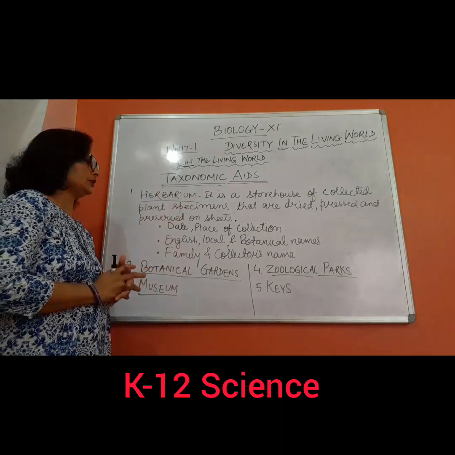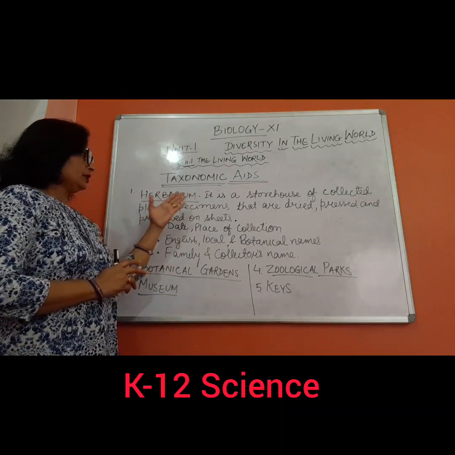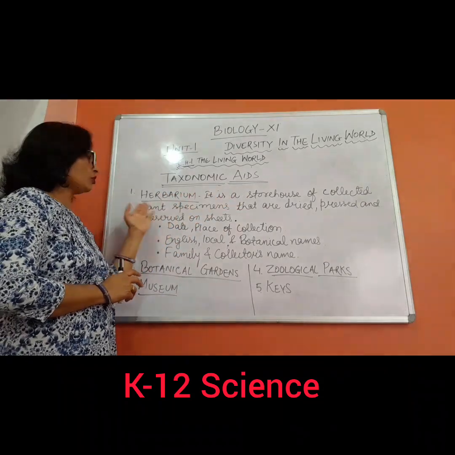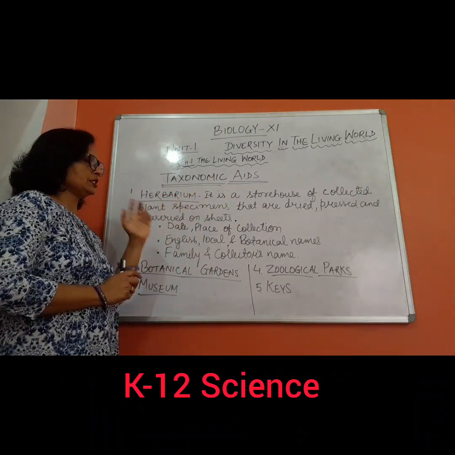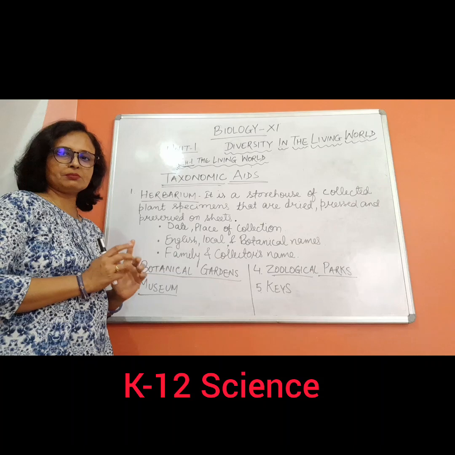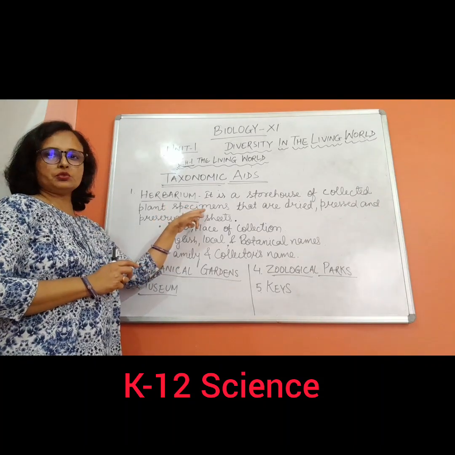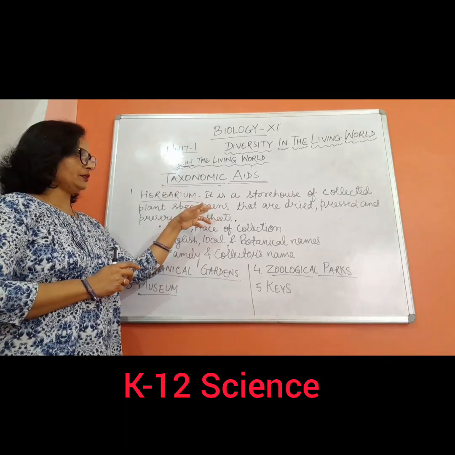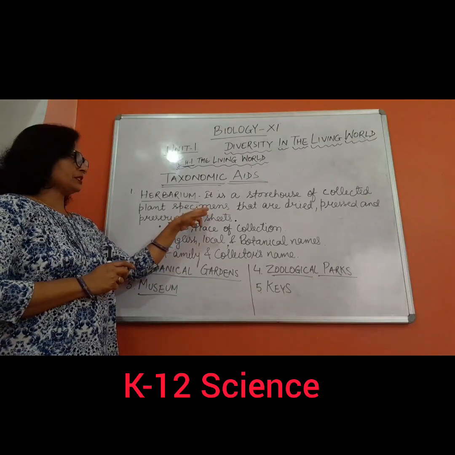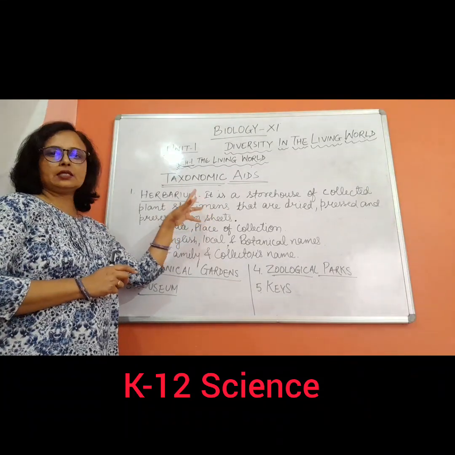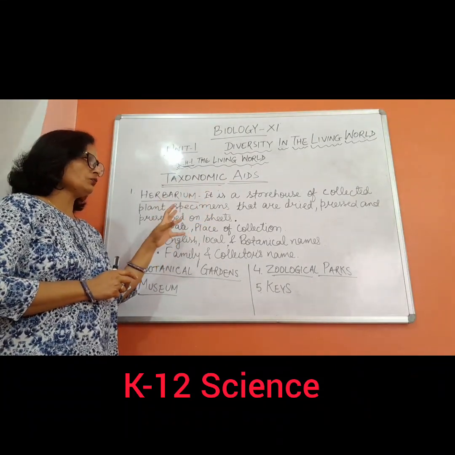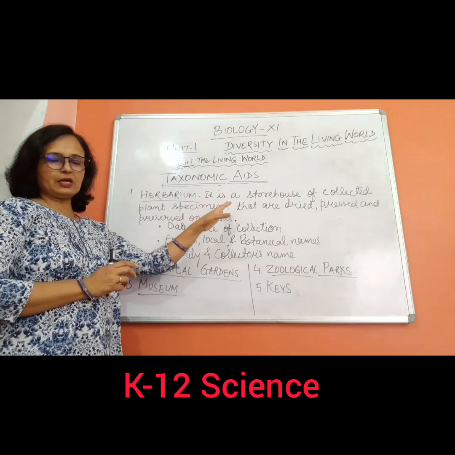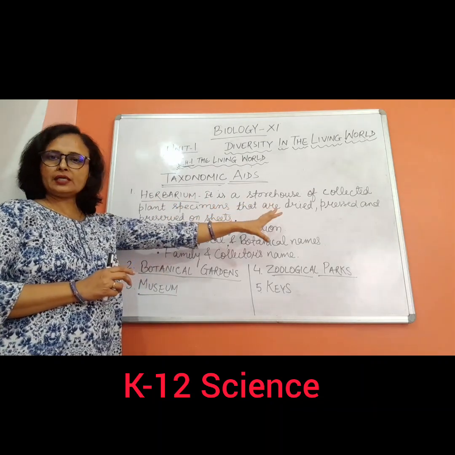First one is herbarium. Herbarium is a storehouse of collected plant specimens. Basically, we need to collect the plant specimen, whether this is a root, stem, leaf, flowers or whatever. And those plant specimens are collected and kept in a storehouse. How? First we need to take the plant specimen, then we need to dry it and press it.